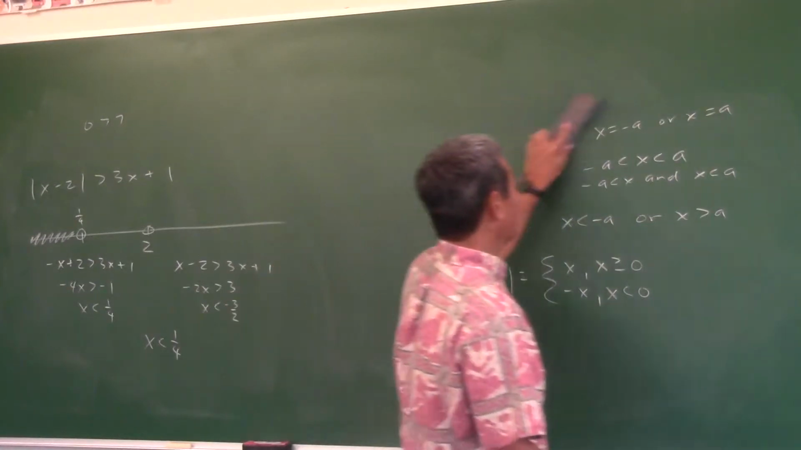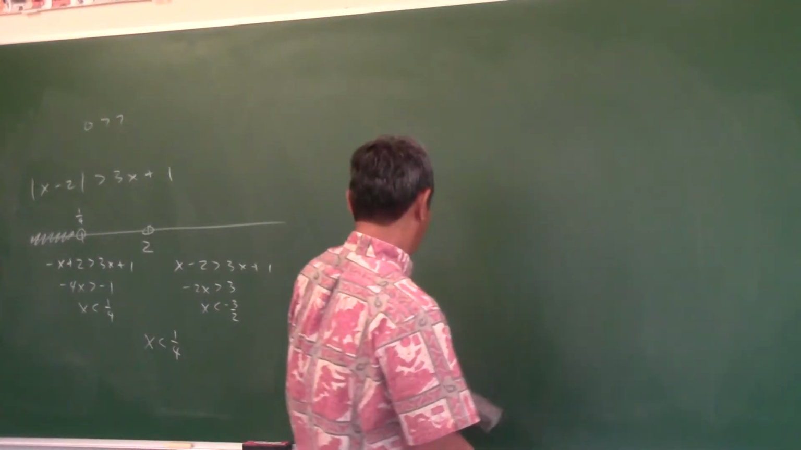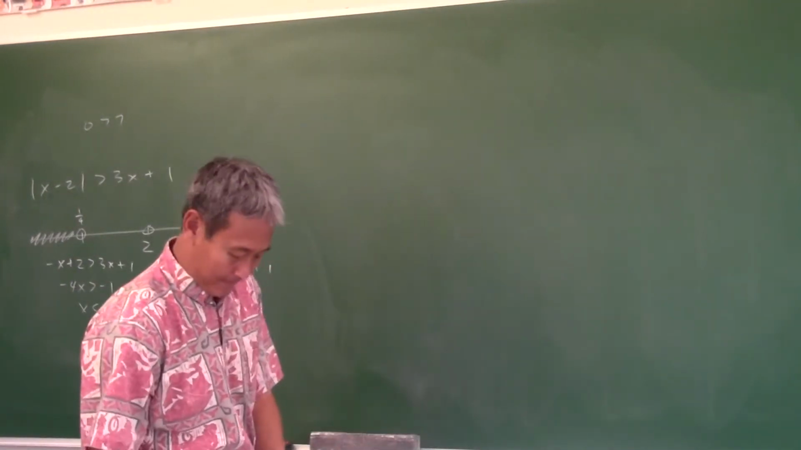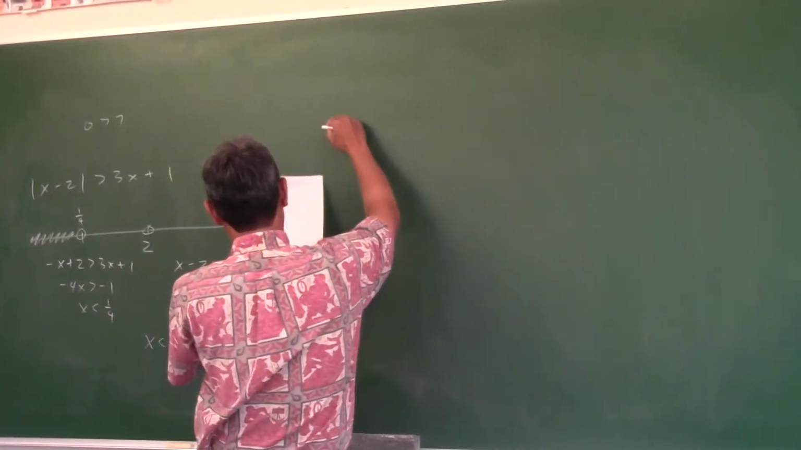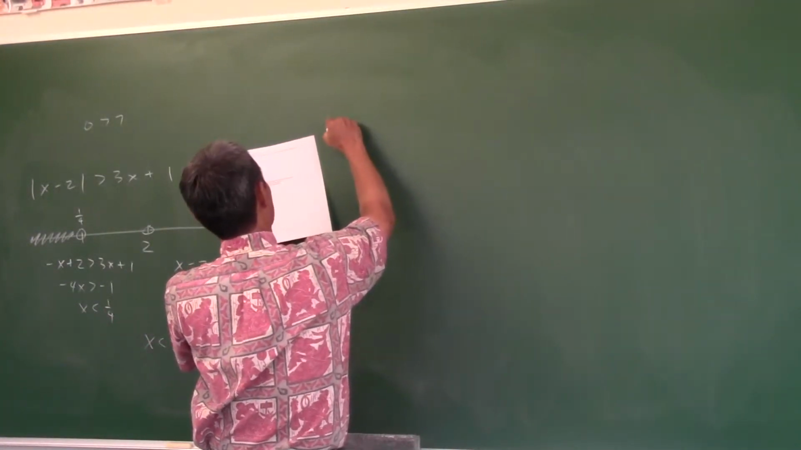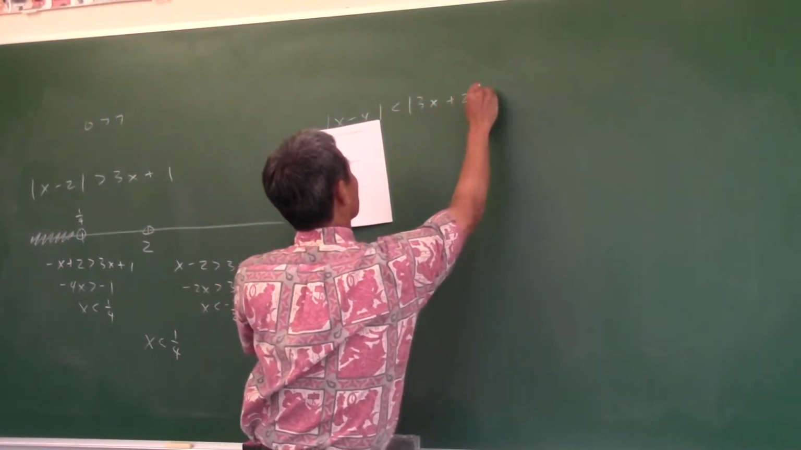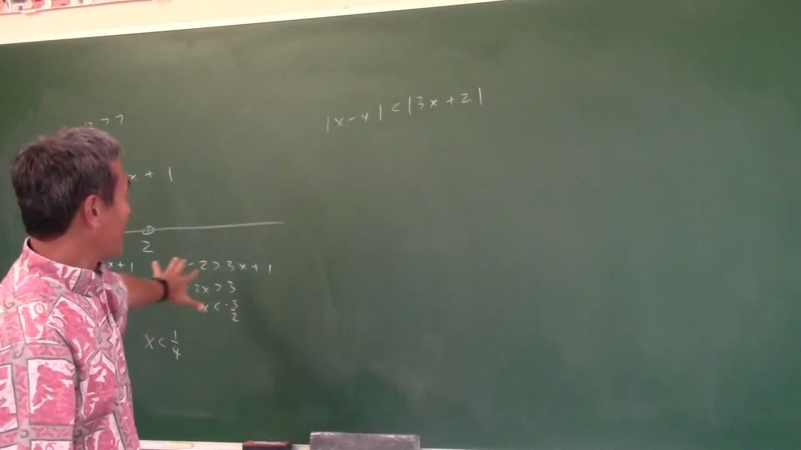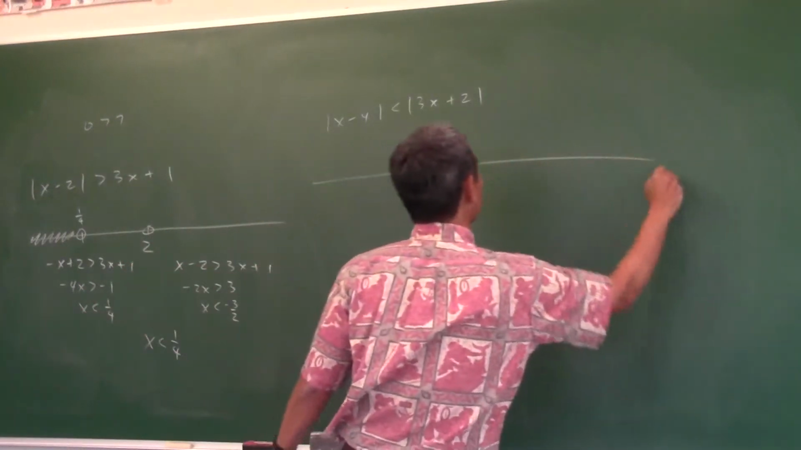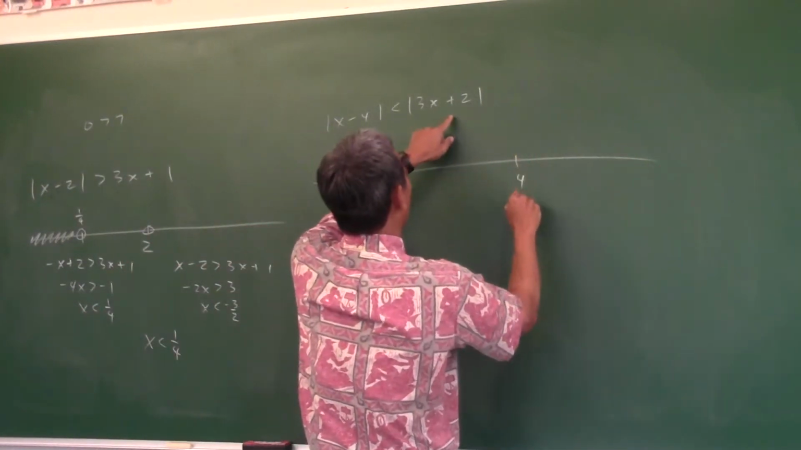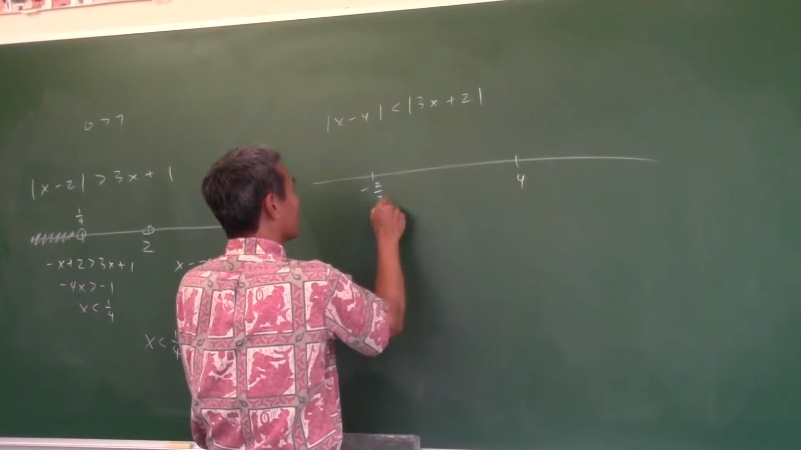Okay. Now, last thing for this event, I'm going to do the tryout problem. I'm going to show you two ways of doing it. So solve this inequality: the absolute value of x minus 4 is less than 3x plus 2. The method I just showed you, this is what you would do. You make a number line, you put 4 and negative 2/3 on the number line.